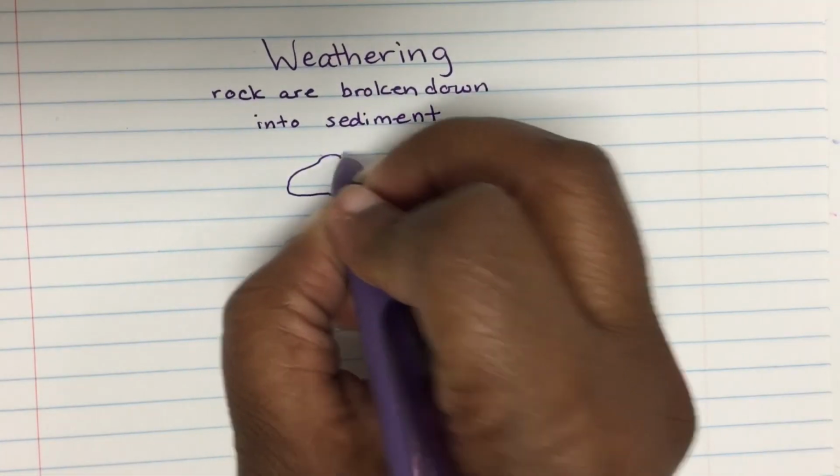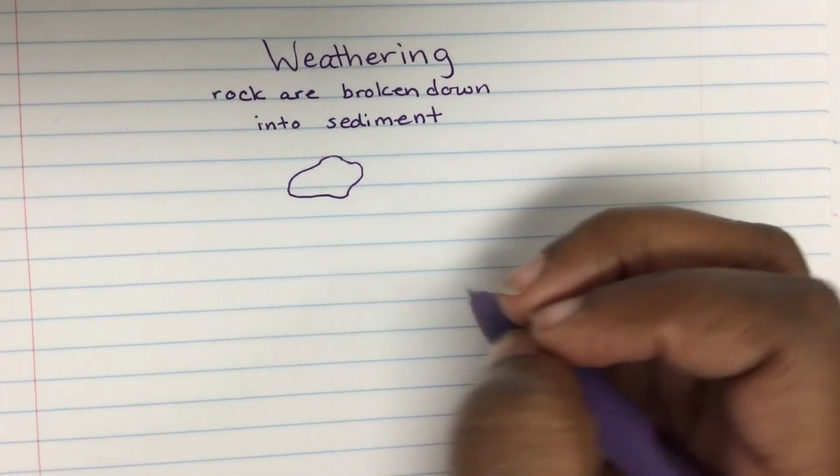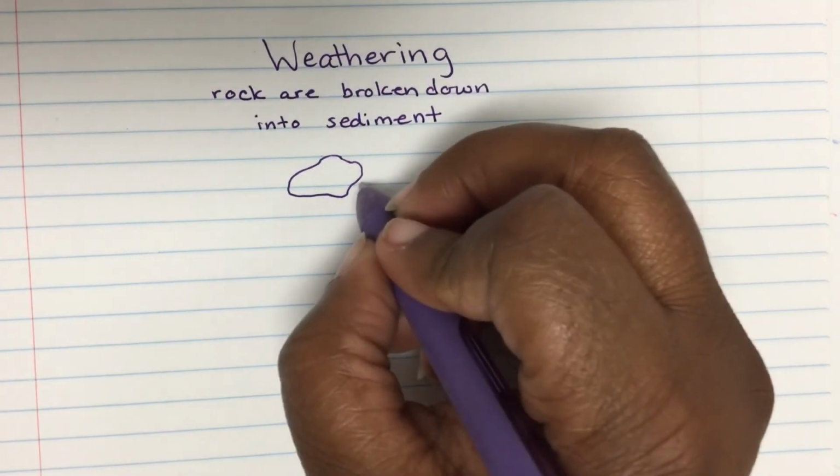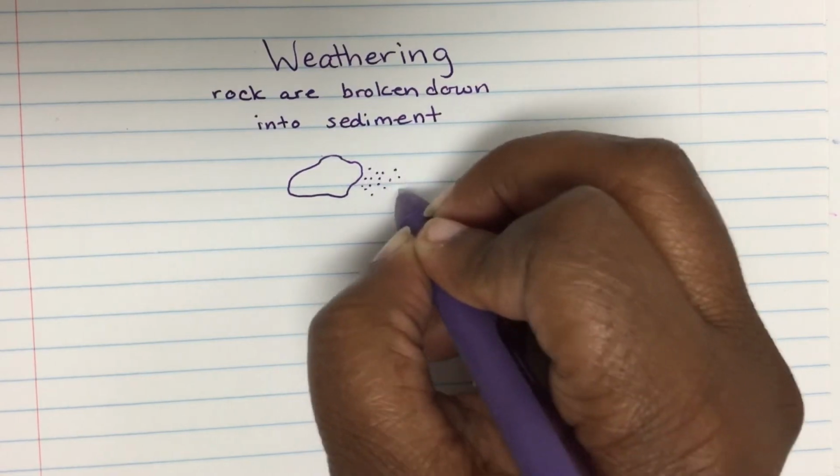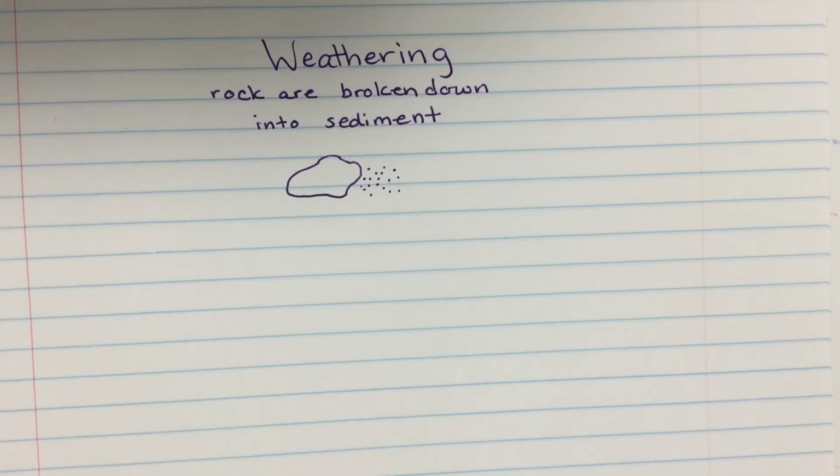In other words, you have maybe a rock, maybe a mountain. For us, it's going to be rock because of the lack of space. And it's being broken down into these tiny pieces. This can happen through wind, running water, or rain.